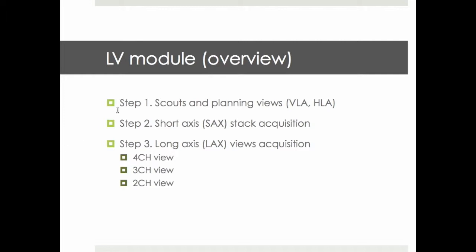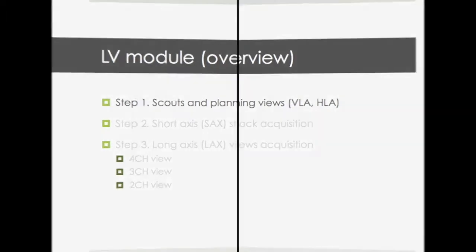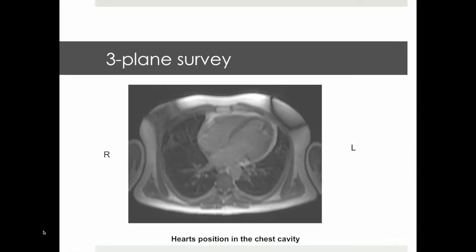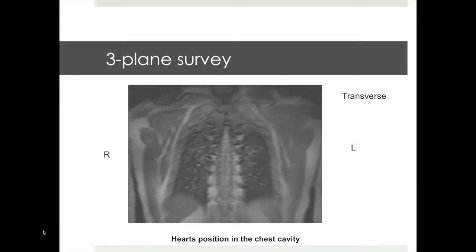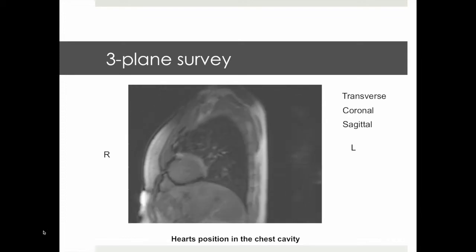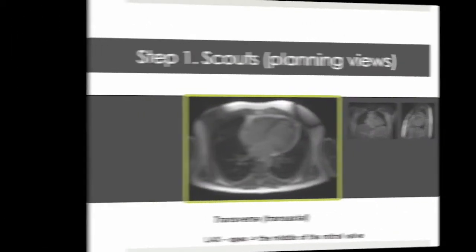LV module is acquired in 3 steps. In step 1, we obtain scouts and planning views such as vertical and horizontal long axis. In step 2, we focus on acquisition of short axis stack. In step 3, we acquire true long axis views, that is 4, 3 and 2-chamber views. Triplane survey serves to identify heart's position in a chest cavity, in transverse, coronal, as well as sagittal orientation.